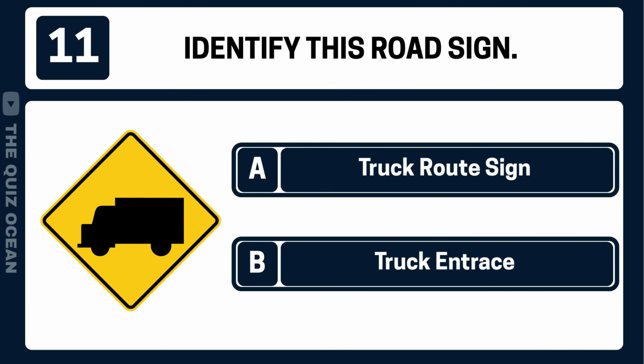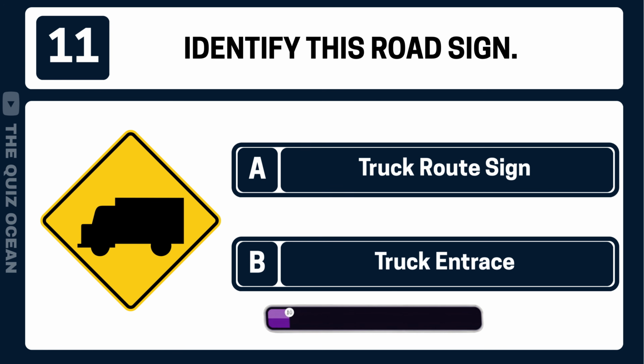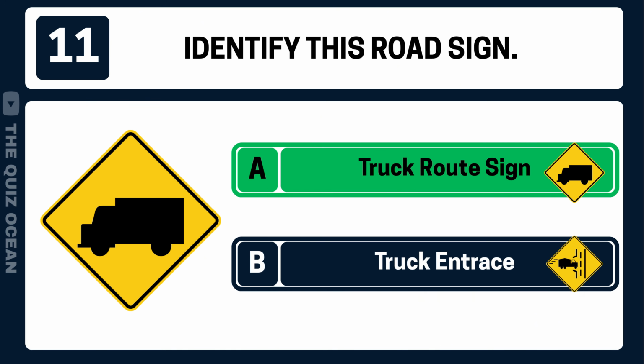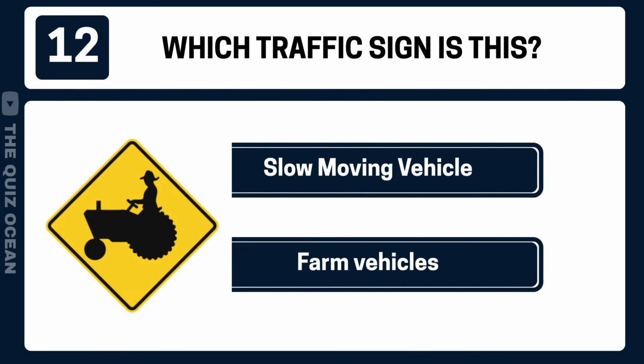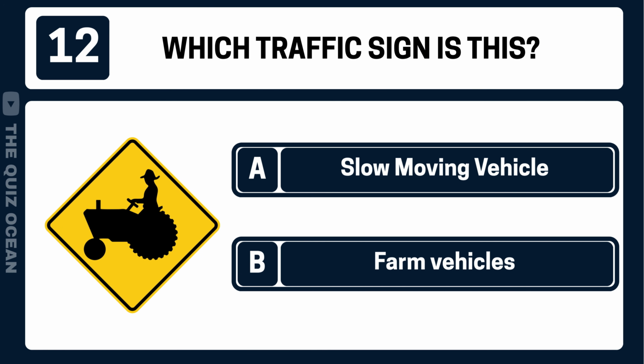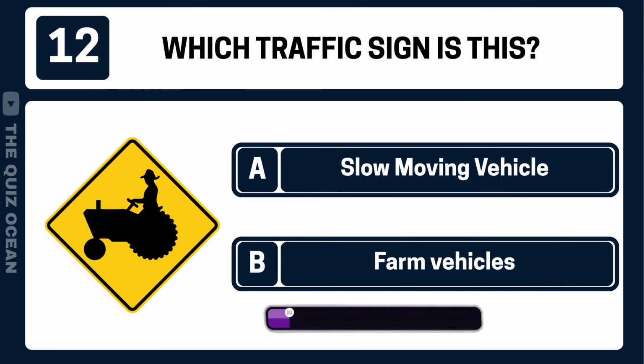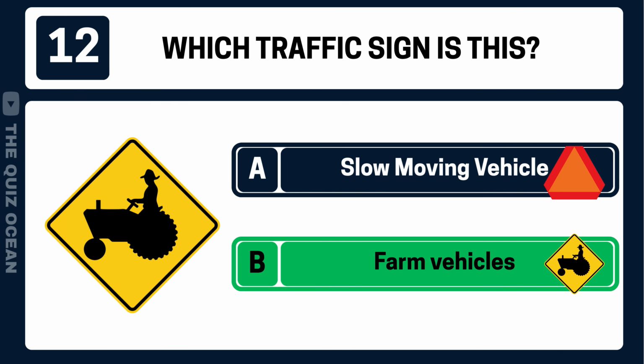Identify this road sign. A. Truck route sign. B. Truck entrance. Great observation. It is the truck route sign. Which traffic sign is this? A. Slow-moving vehicle. B. Farm vehicles. Correct. It is the farm vehicles sign.